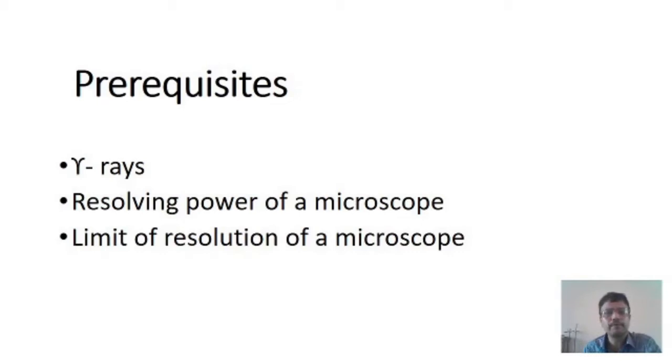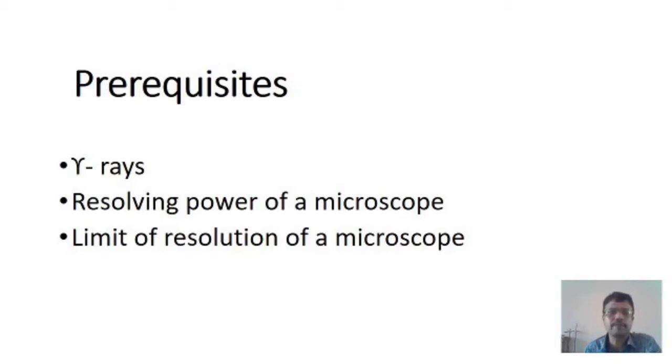The resolving power of a microscope is the reciprocal of the limit of resolution, and an expression for resolving power of a microscope is 2n sin theta divided by lambda. n is the refractive index of the medium, theta is the semi-vertical angle of the cone of rays entering from object to objective, lambda is the wavelength of light used.